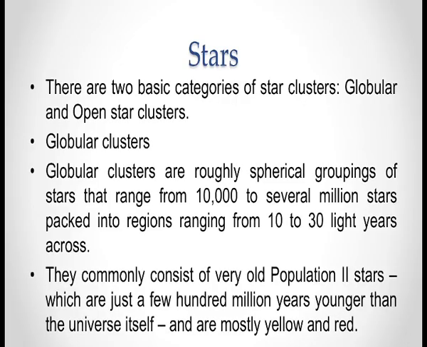The next constituent of our universe is stars. There are two basic categories of star clusters: globular clusters and open clusters. Globular clusters are roughly spherical groupings of stars that range from 10,000 to several million stars packed into regions ranging from 10 to 30 light years across. So if you take each galaxy, you can see these star clusters in large numbers. These globular clusters commonly consist of very old population 2 stars, which are just a few hundred million years younger than the universe itself.